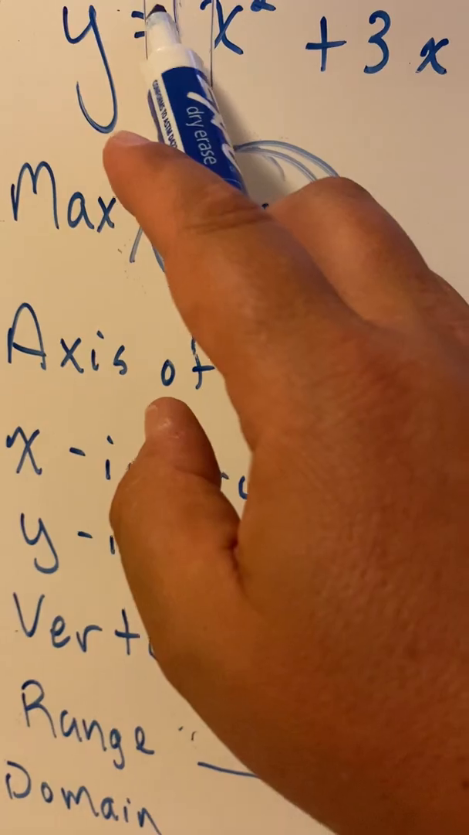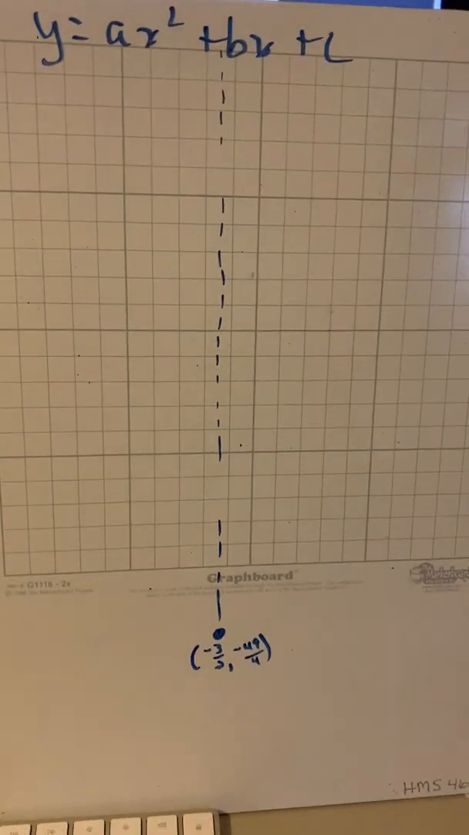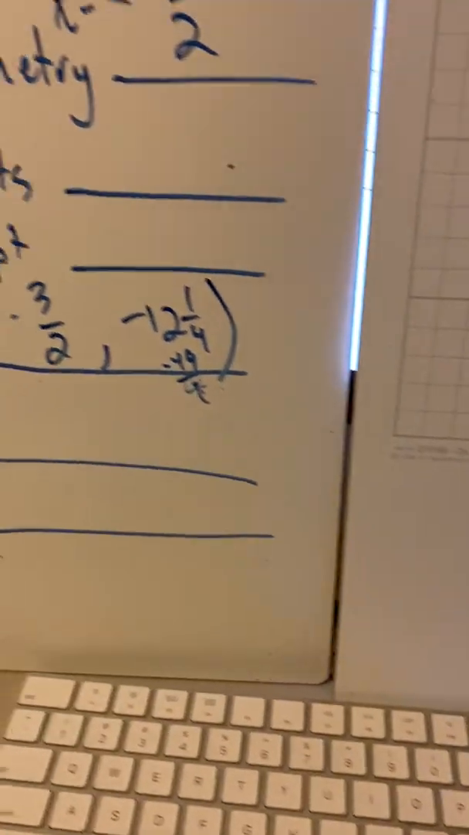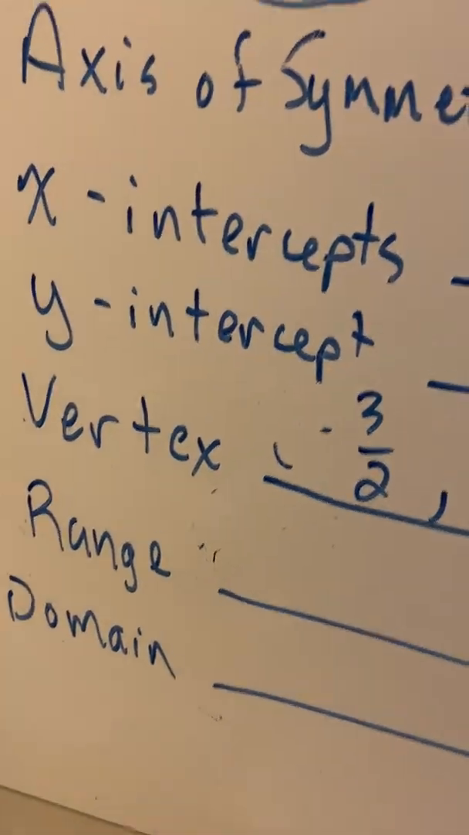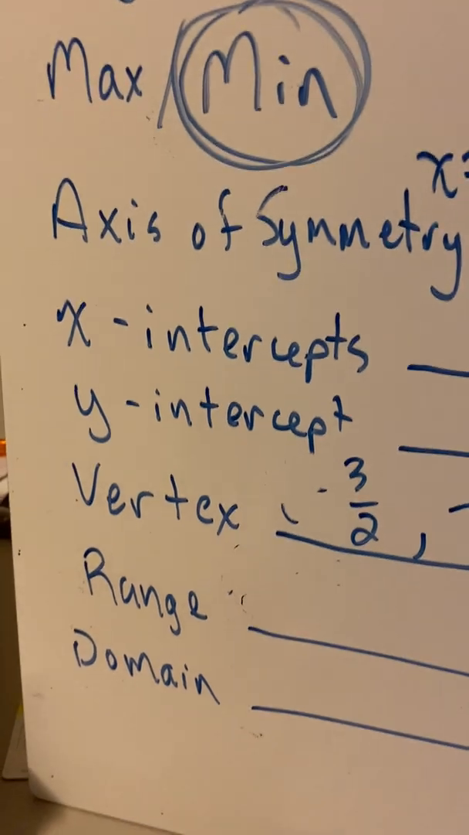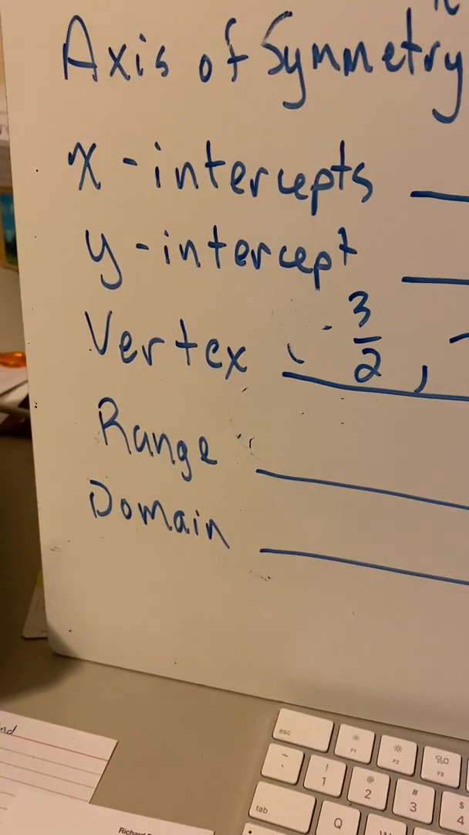If it's a negative, that means it's going to open downwards. That means your vertex is the maximum point in your graph. If it's positive, it opens upwards. If it's a negative value, it opens downwards. Makes sense? Good. We already know the axis of symmetry. I'll come back to the x and the y-intercepts. They're the last ones I usually do because all of the rest of the stuff will be helpful.